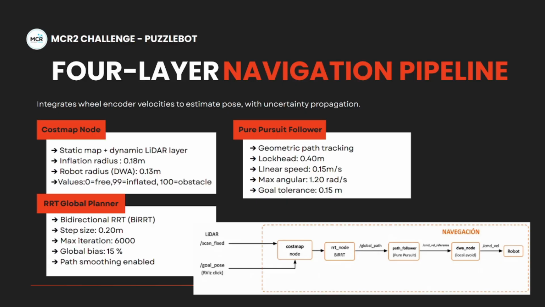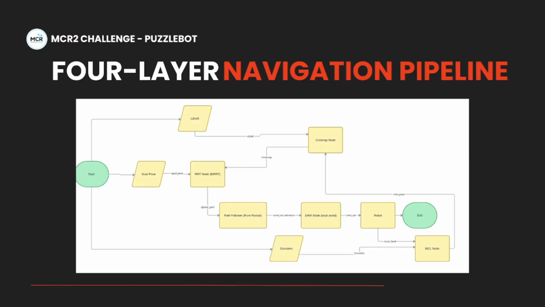We have a 4-layer navigation pipeline. That is the costmap node, the RRT global planner, and the pure pursuit follower. Also, we added a DWA node for local path planning and the avoidance of objects. Here we can see the 4-layer navigation pipeline.